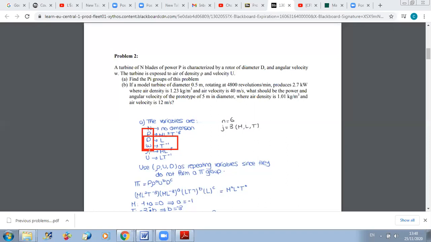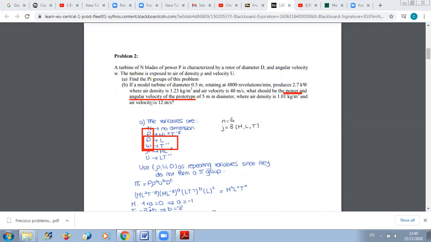But in general, when you have two questions, what I advise you to do is to read the two questions. So here, for example, what we want to determine at the end, if you read question B, you need to determine for the prototype what will be the power of the prototype and what will be the angular velocity of the prototype. So if you read this question, this will help you in selecting your variables, because what are the outputs you need to find? Your outputs are power and angular velocity. So try to not include your outputs in your variables.